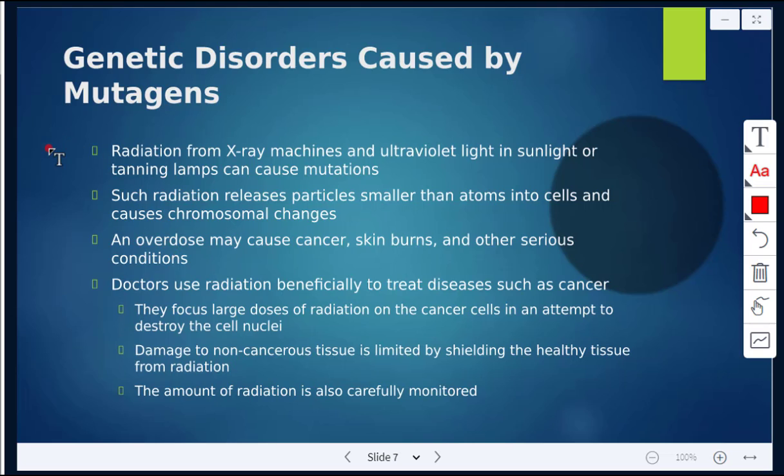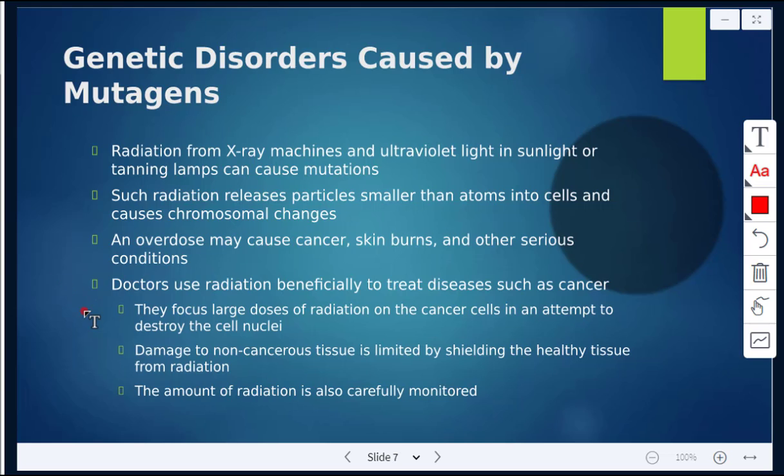Genetic disorders can be caused by mutagens. For example, radiation from X-ray machines, UV light in sunlight, or tanning lamps can cause mutations. Such radiation releases particles smaller than atoms into cells, which causes chromosomal changes. An overdose can cause cancer, skin burns, and other serious conditions. But doctors do use radiation beneficially as well to treat diseases such as cancer.